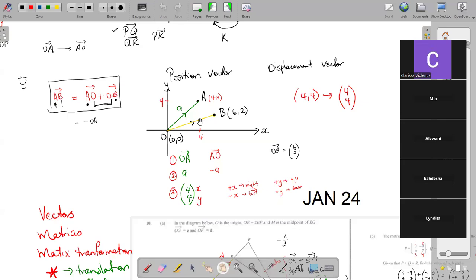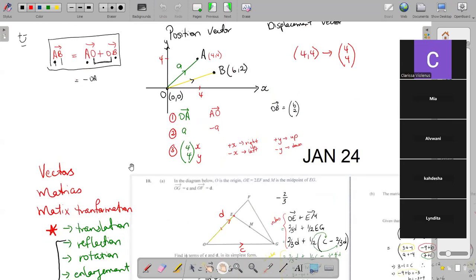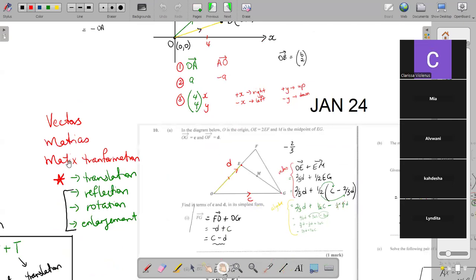So I think we should start with vectors because vectors is pretty straightforward. There's only a little bit of diversity when it comes to the questions and the difficulty levels, but it tends to follow a pattern every year. Matrices, though, there are elements of matrices that are actually complicated, which is matrix transformation. So I'm going to spend some time on this.